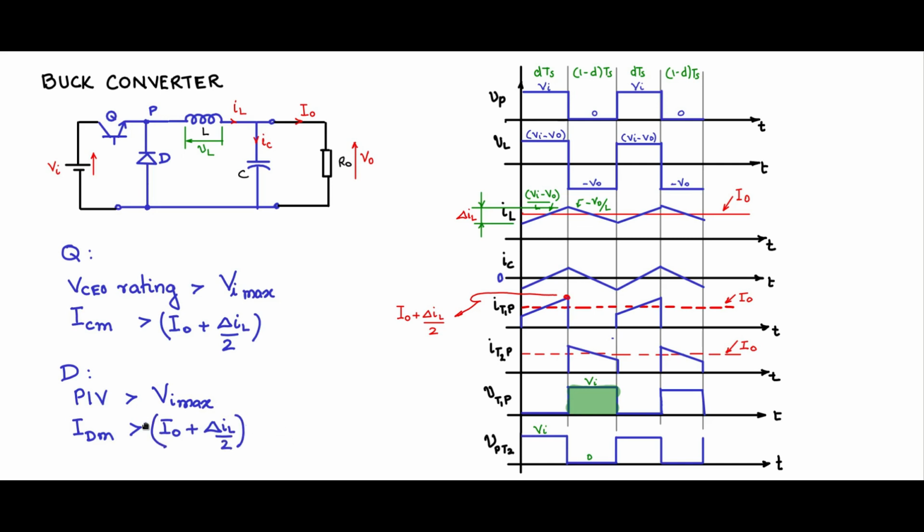Other currents like average and RMS currents can be easily calculated from this wave shape, and thereby we get the ratings of the two semiconductor switches. So now we know how to calculate the value of L, how to calculate the value of C, how to choose the semiconductor switch and the semiconductor switch ratings Q and D for the buck converter.